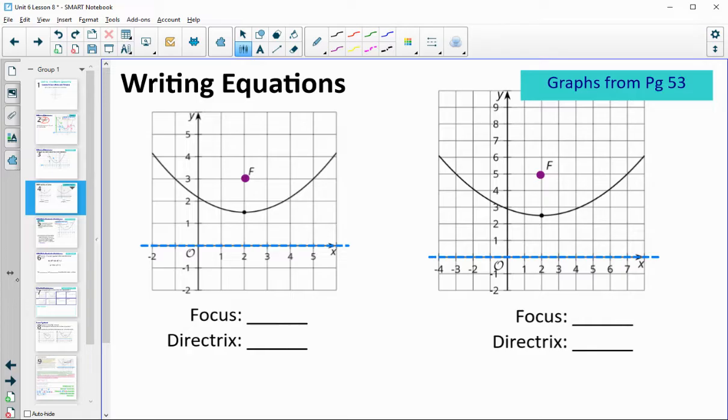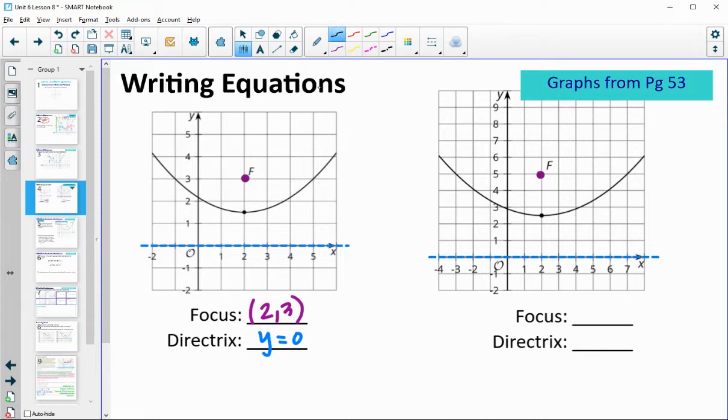All right, so if we're going to write some equations here, let's practice this before you get started. These graphs are actually on page 53, so if you go back to the previous lesson, these parabolas are on page 53. The ordered pair for the focus here is (2, 3), and the directrix here is the x-axis, which is the line y equals 0.